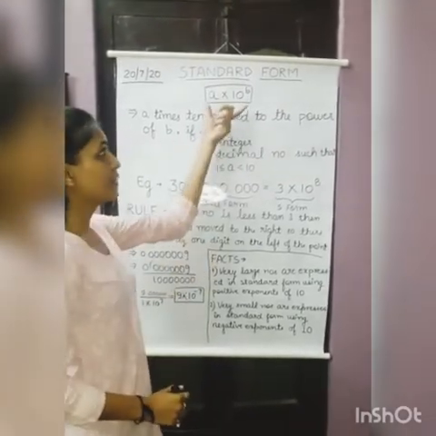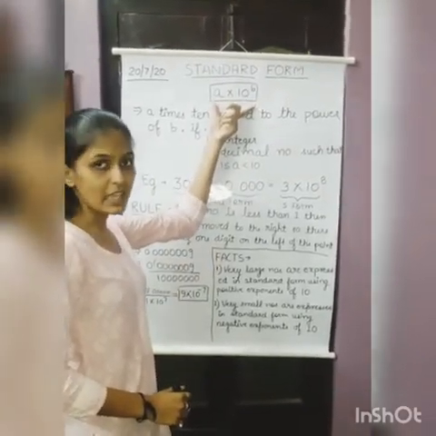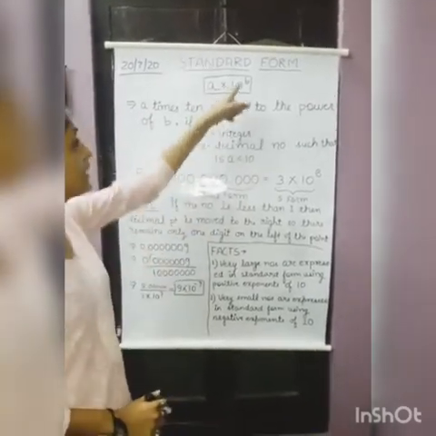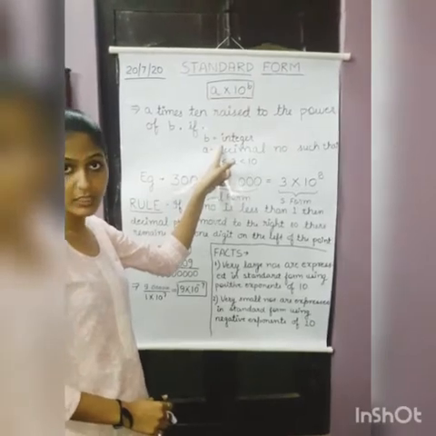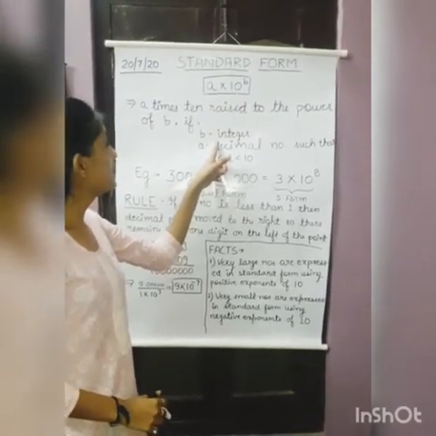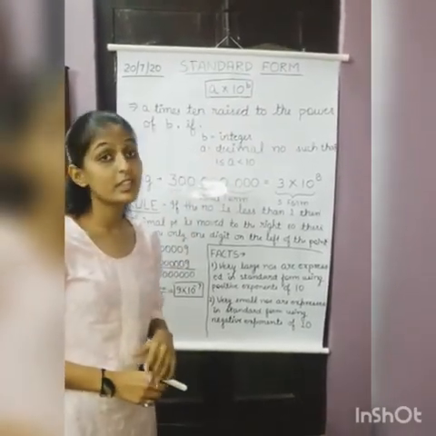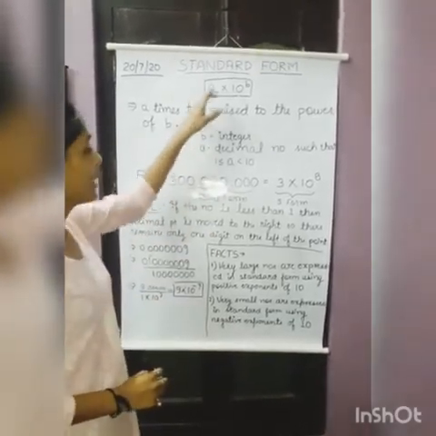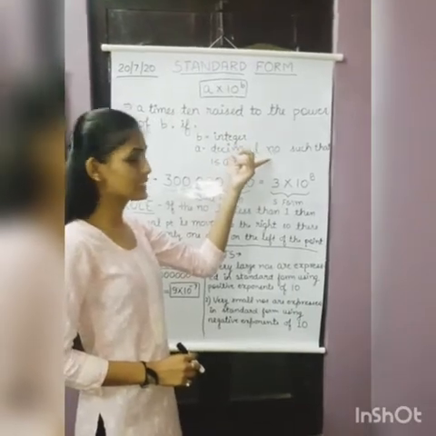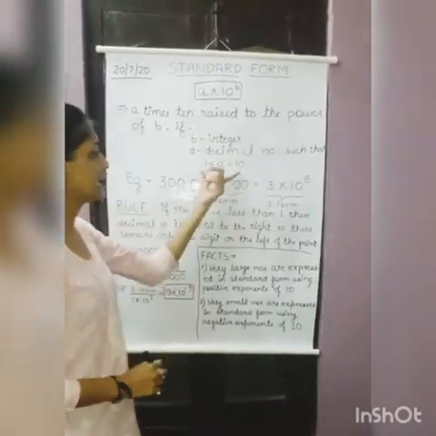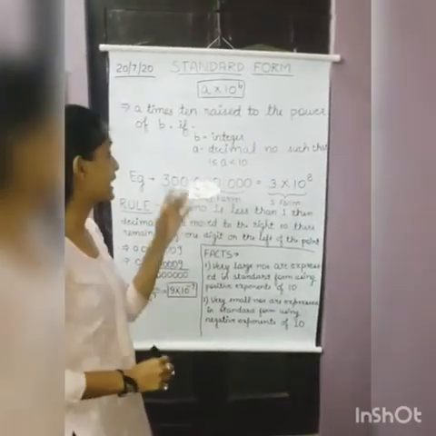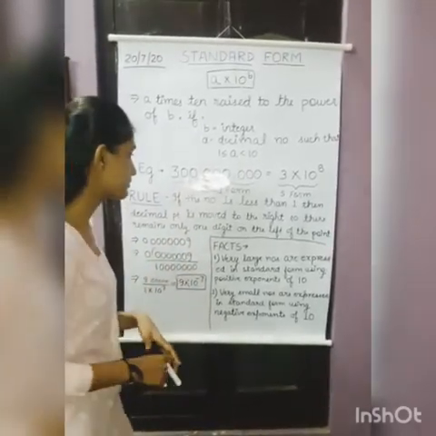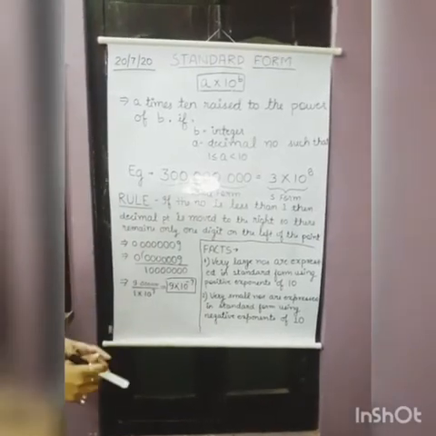If a number is converted in this form, it is in standard form, but only and only if the b here is an integer. Integers, you all must be familiar. Integers are the numbers which are never ever fractions. Those are whole numbers. And a over here will be a decimal number such that it lies between 1 to 10. It can be 1, it can be 2, it can be 3, up to 10, any number. Now, let us take an example.